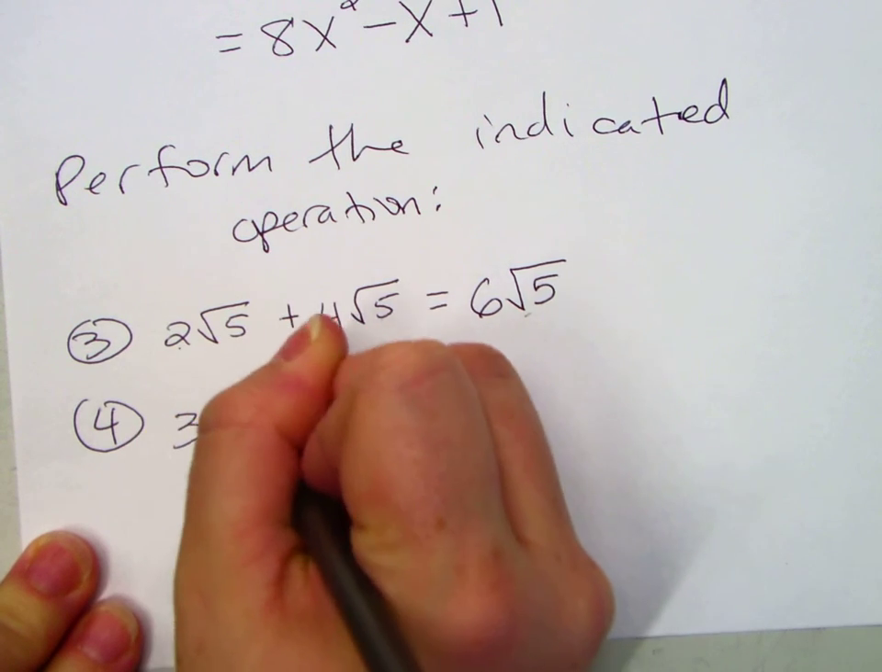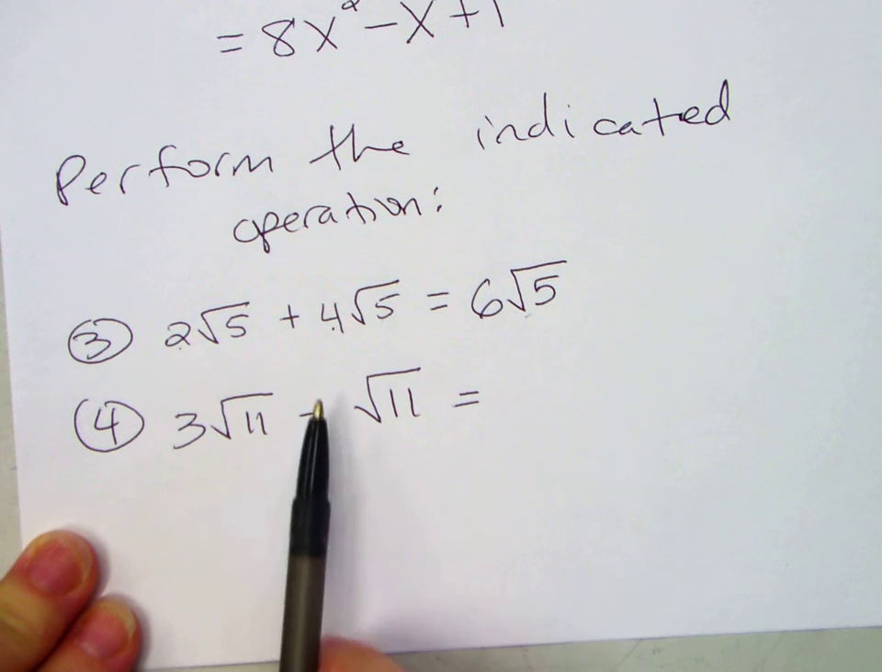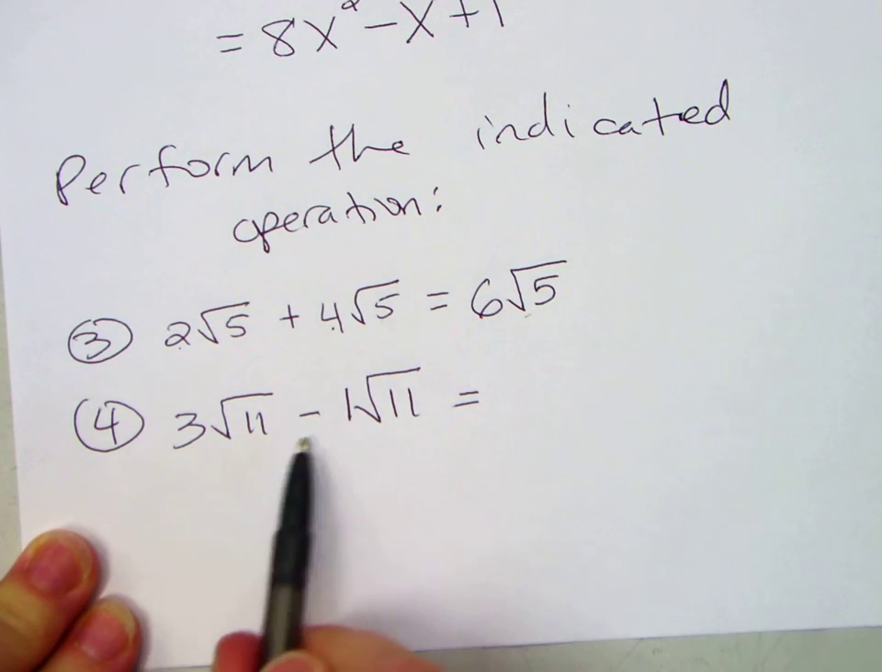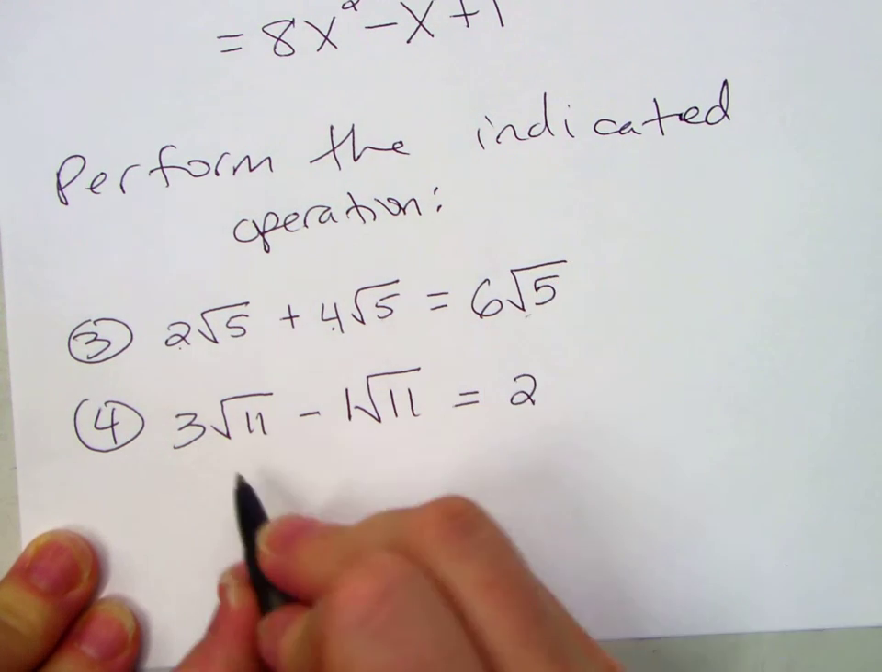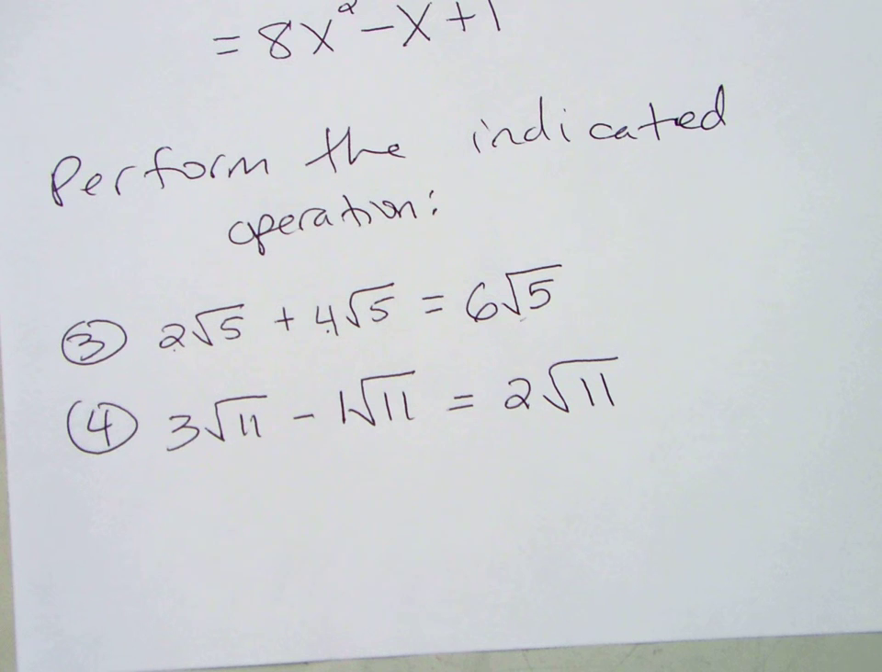3 radical 11 minus radical 11. What do you think? Now, just like with an x, there's an invisible 1 in front of a radical. So 3 minus 1 is 2. The inside stays the same. Done. Okay.